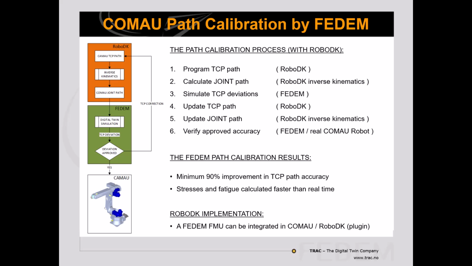And you perform the inverse kinematics once more. And then you will have a calibrated joint path that takes into account the structural flexibility and the loads acting on the robot. And then you can use this joint path to run the real physical COMAU robot, or you can use it in FEDEM to benchmark and validate the improved accuracy, which in my experience has been more than 90% in my industrial applications.